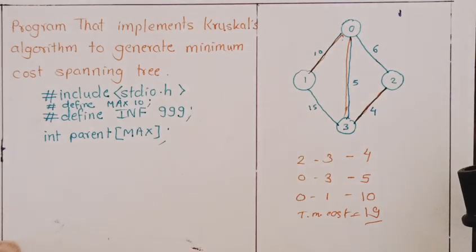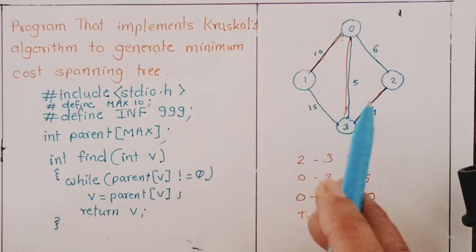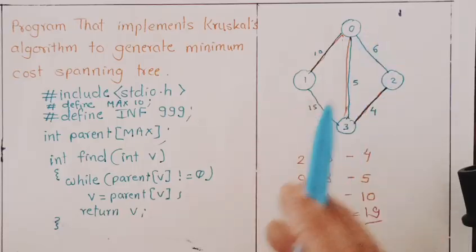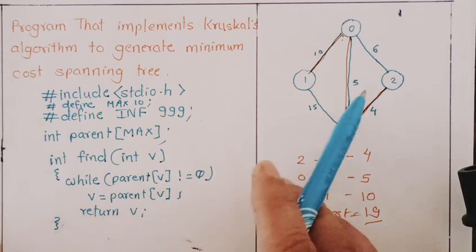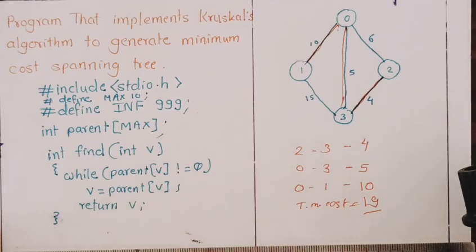After that, this function int find is a function that we are using to check whether the tree forms a cycle or not. If it forms a cycle, then it will tell us. How it will work, we will see when that function is called. So what we are doing here: find(int v), and while parent[v] is not equal to 0, v equals parent[v], and return v.